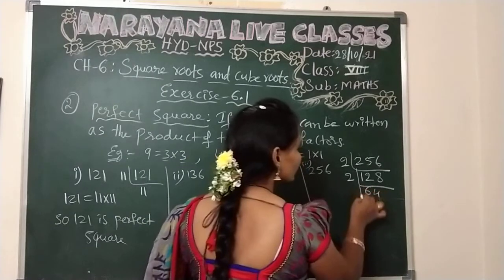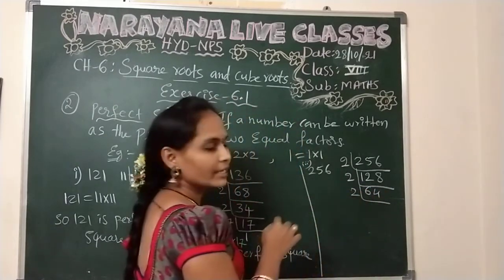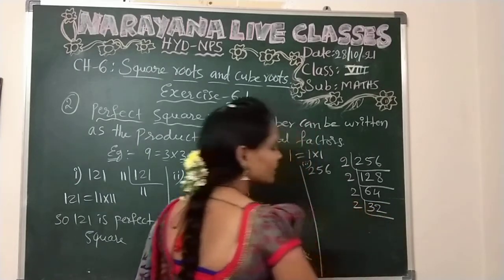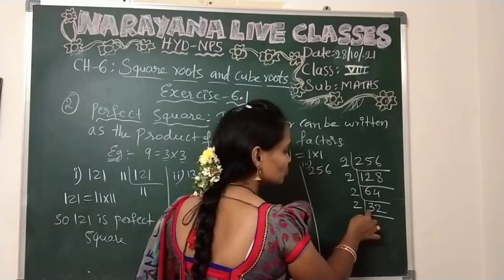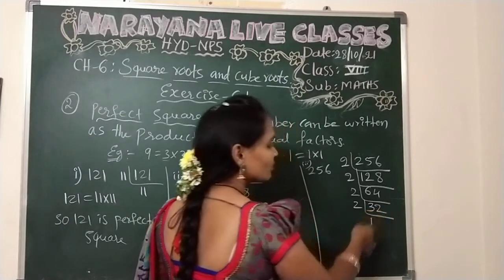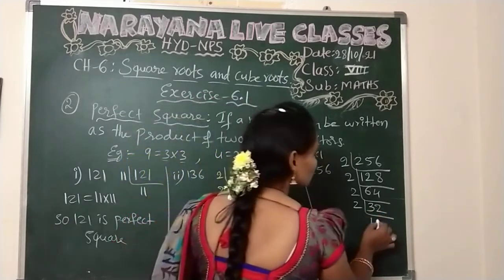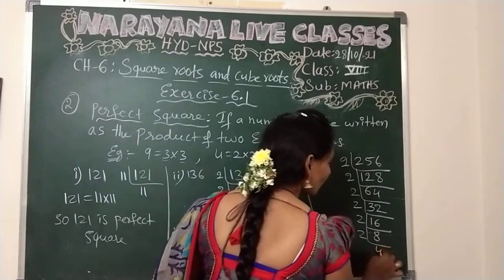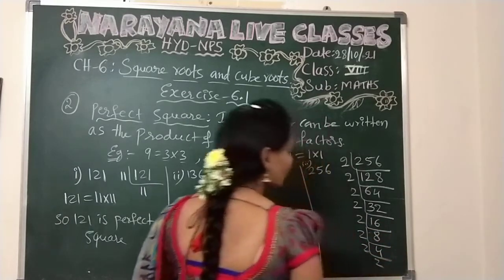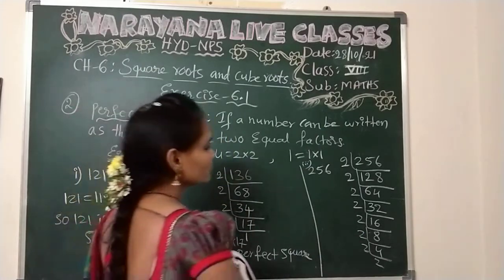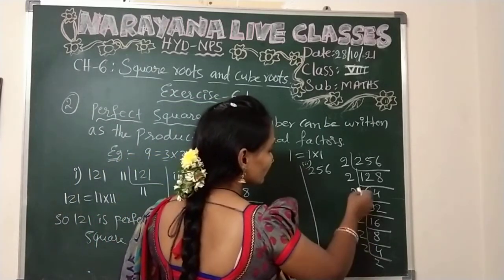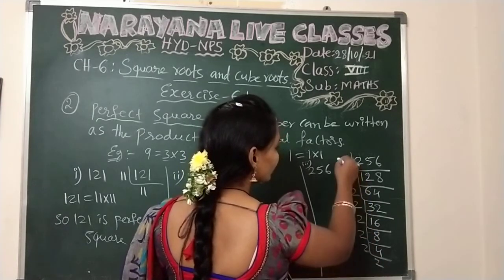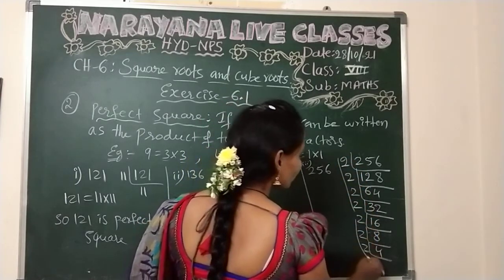2 fours are 8. Again you can take 2. 2 threes are 6, 2 twos are 4. Again 2. 2 ones are 2. 1 remains, it becomes 12. 2 sixes are 12. Now 2 eights are 16, 2 fours are 8, 2 twos are 4. See here, all we got. How many 2s? 1, 2, 3, 4, 5, 6, 7, 8. Eight 2s means we can take four and four.